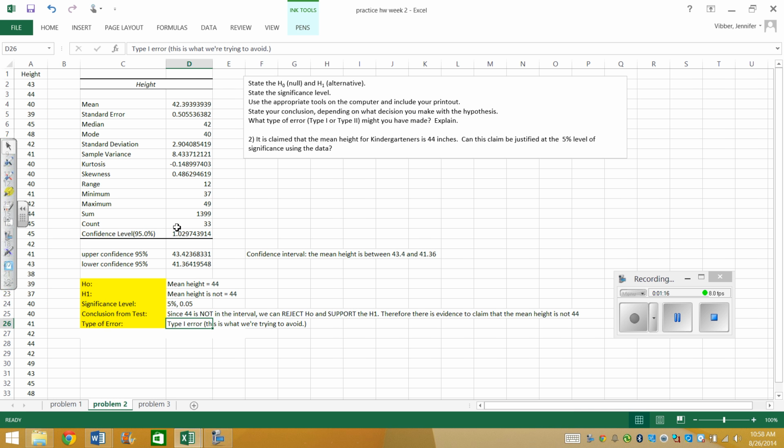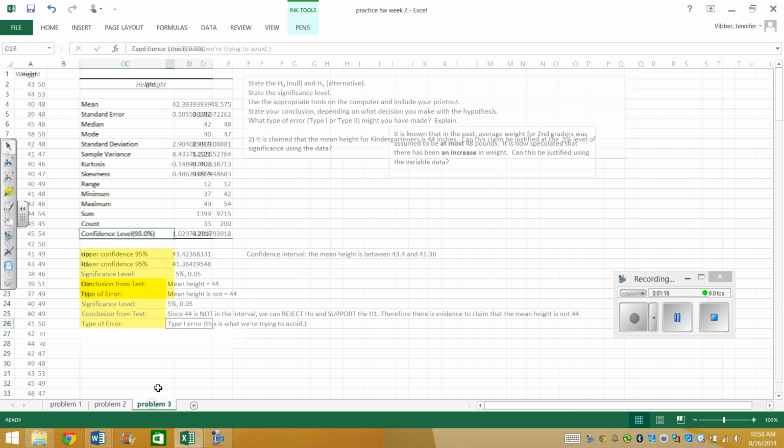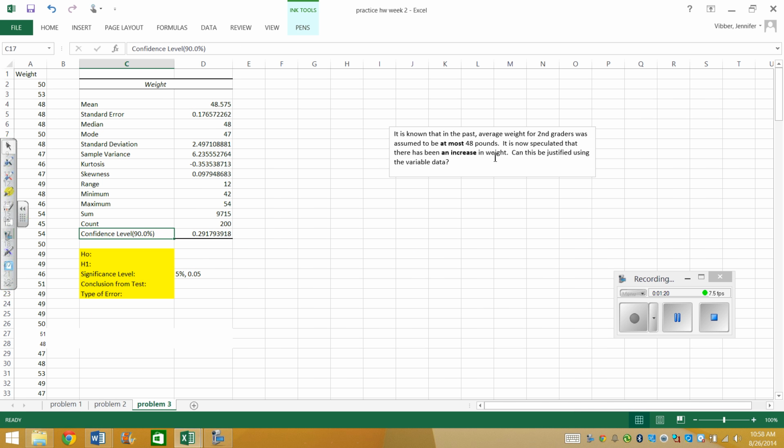Excel can do a two-tailed test, no problem, but when doing a one-tailed test, and again, we know it's one-tailed because we're looking for an increase specifically, we want our confidence level to say 90. It's just tricking Excel into doing what we want. So anyway, we're doing a hypothesis test to figure out if the weight is 48 or higher than 48.